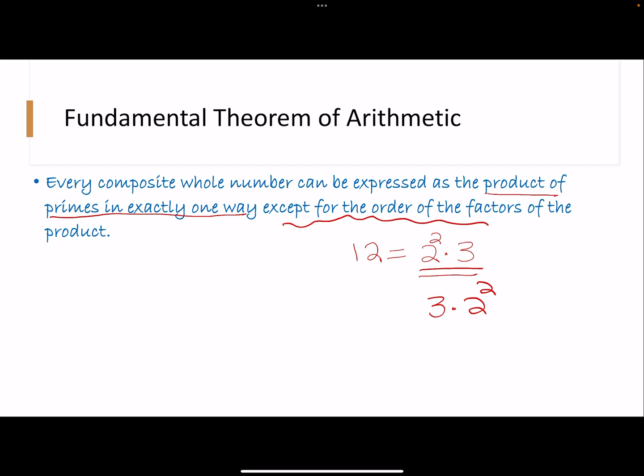You're going to see that when we use the factor tree in just a minute for factors of 12, it doesn't matter how we begin to break these factors down. There is only one product of primes for 12. So we're going to end up with the same product of primes regardless of what method we use to get there. That is what the fundamental theorem of arithmetic says. Every composite whole number can be expressed as the product of primes in exactly one way.